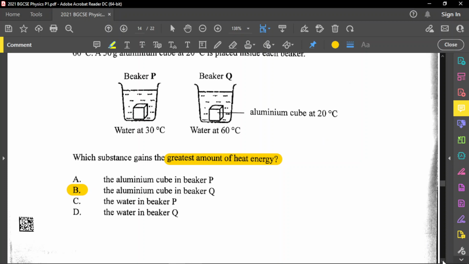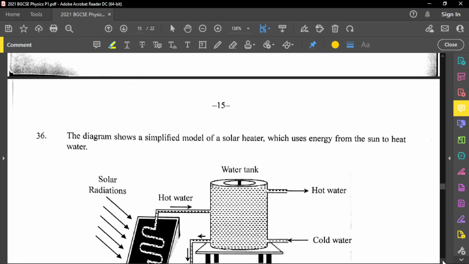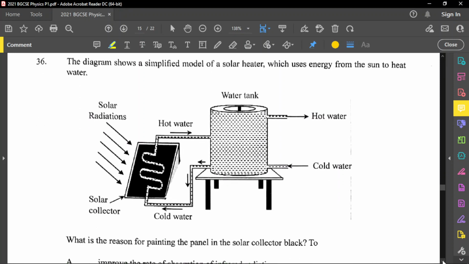Therefore, it must be the one with the highest energy gain. 36. The diagram shows a simplified model of a solar heater, right? It uses energy from the sun to heat water. Now we said, what is the reason for painting the panel in the solar collector black? And it is to do what?